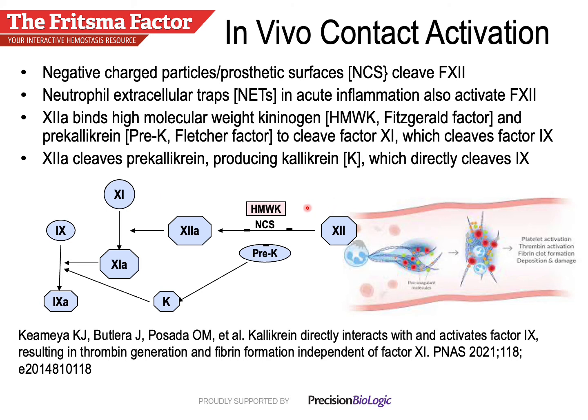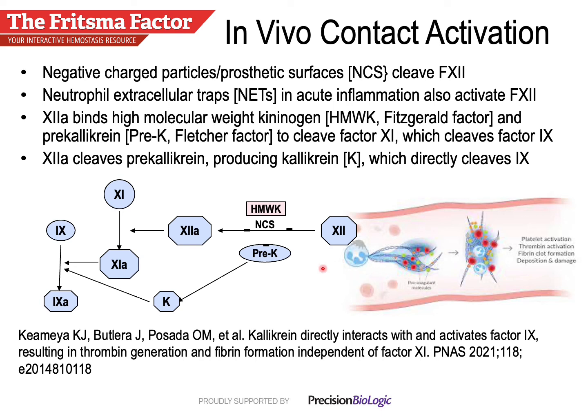Factor 12, high molecular weight kininogen, and prekallikrein make up the contact activation system. Contact activation is an in vitro phenomenon in which factor 12 is activated in the presence of a negatively charged surface, such as silica particles, kaolin, celite, or ellagic acid. In vivo activation is induced by neutrophil extracellular traps, or NETs.